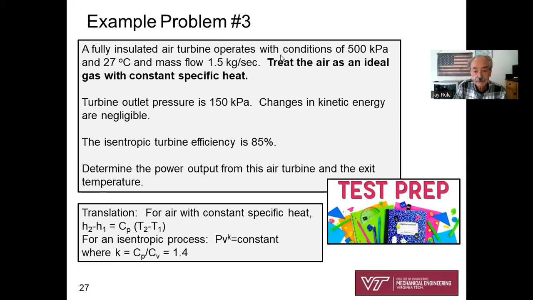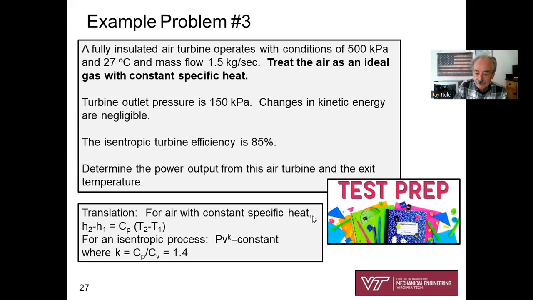Same words: fully insulated turbine, inlet conditions 500 kPa, 27 degrees C, mass flow 1.5 kilograms per second. Treat air as an ideal gas with constant specific heat. Do not use table A22. Outlet pressure 150 kPa, isentropic turbine efficiency exactly the same, and find the same things, the output power and the exit temperature. Now, looking ahead, what's the translation for our model?